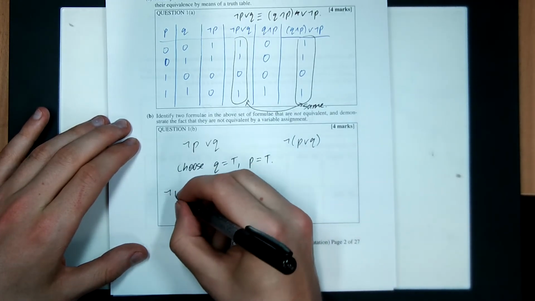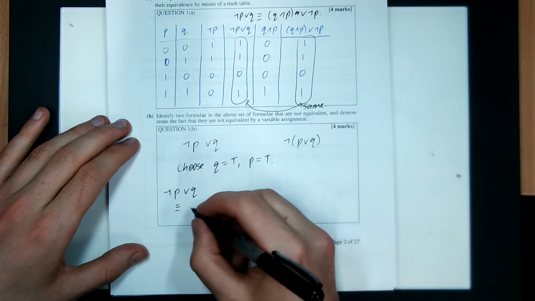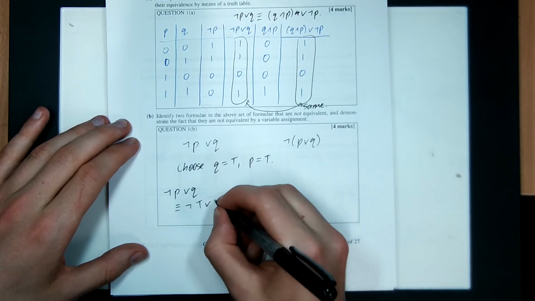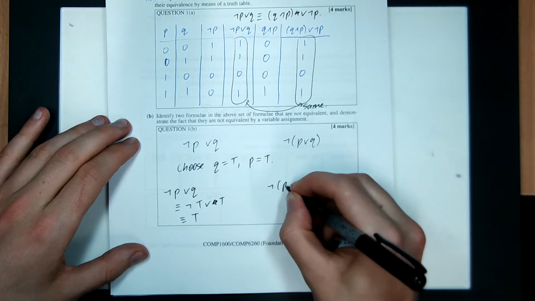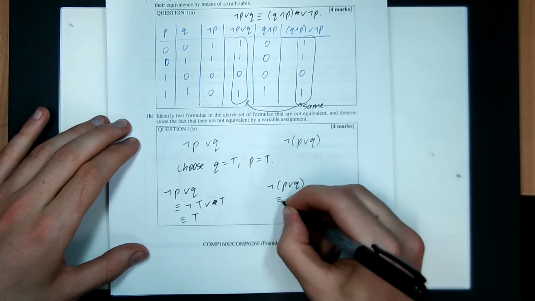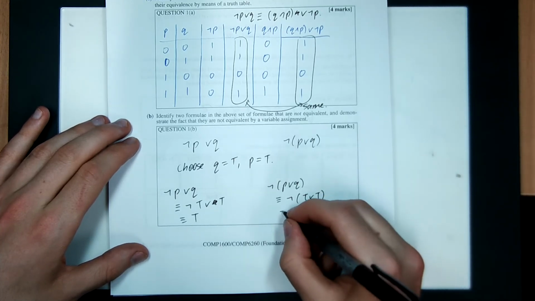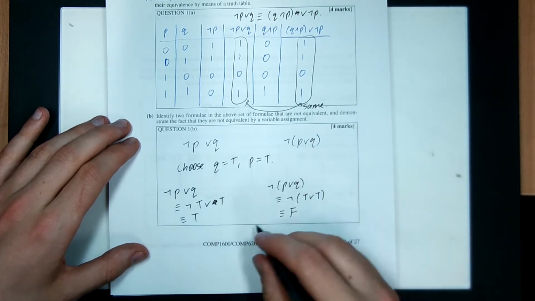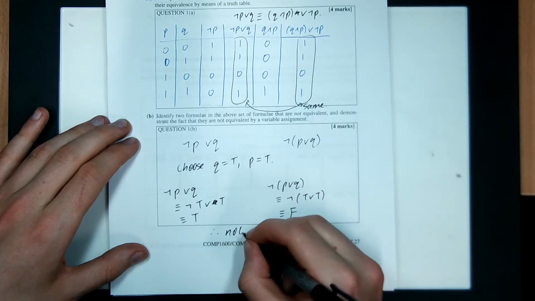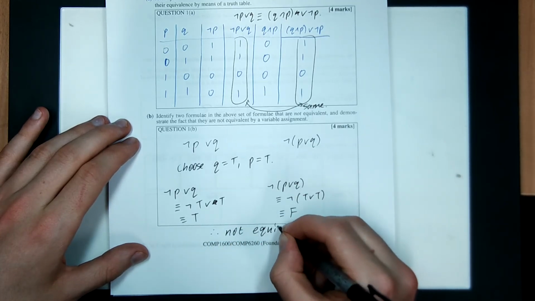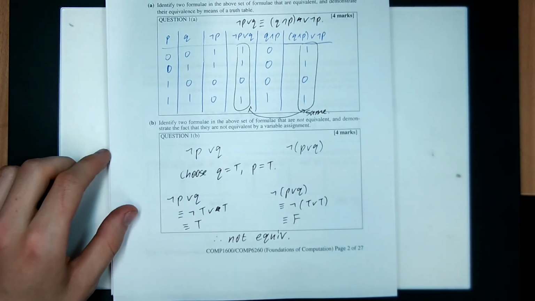So then not P or Q is the same as not true or true, which is true. And then not P or Q is not true or true. True or true is true, not true is false. That's false. And true is not false. So therefore, not equivalent. That would be sufficient. Cool. Let's move on to the next question.